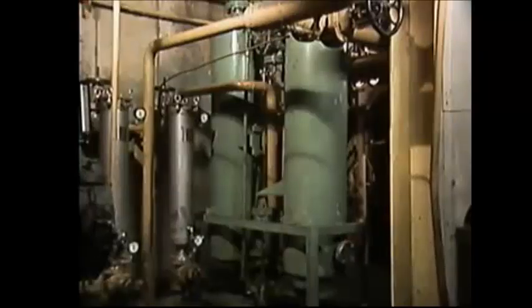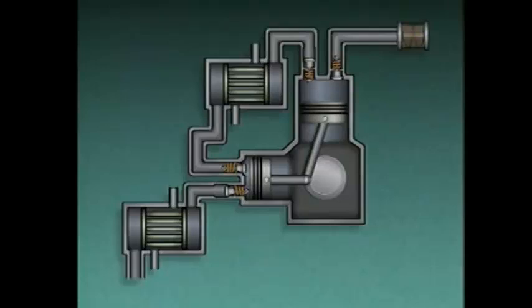Another auxiliary device that may be used along with a demister when extremely dry gas is required is a desiccant dryer. Another way to remove excess heat is to cool the gas after the compression process is complete. The device that does this is called an aftercooler.